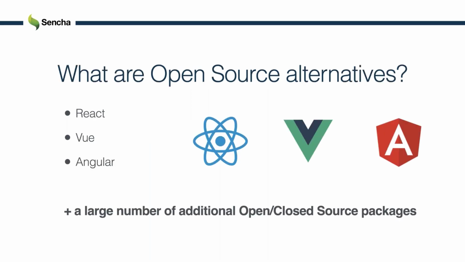So where does XJS fit into the larger landscape of JavaScript frameworks, of which there are many? What are the open source alternatives? We mentioned before the big three that you might consider when selecting a front-end framework are React, Vue, and Angular. These are the three most popular choices at the moment, with a few others on the outskirts, growing in popularity.